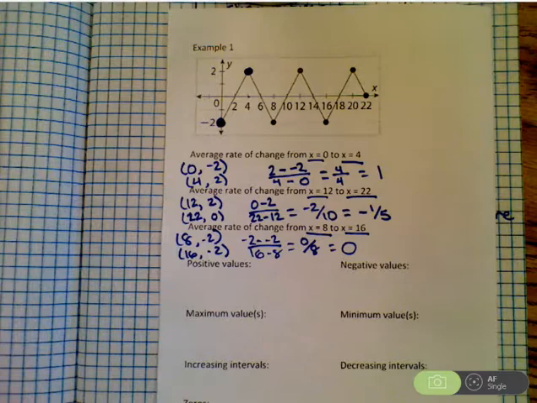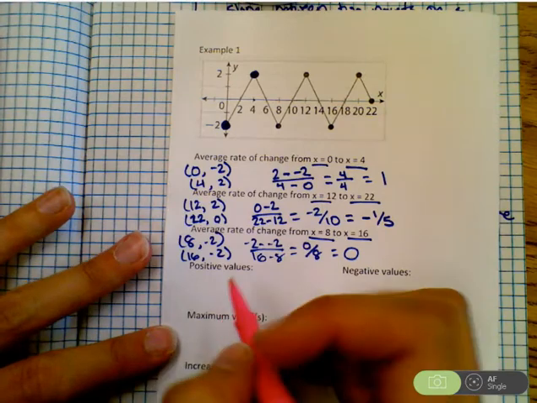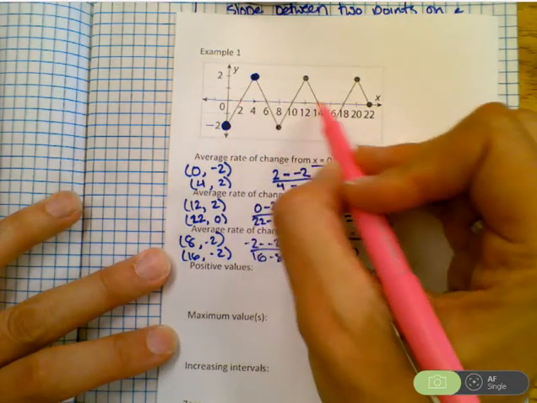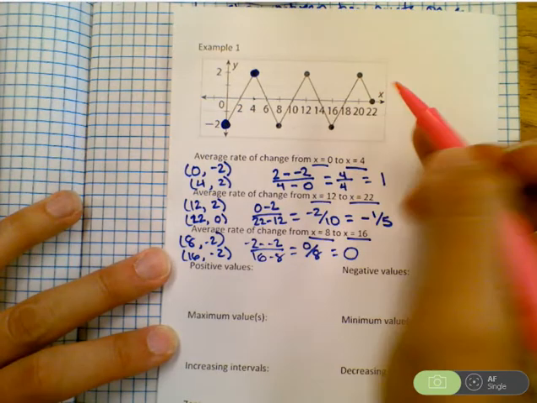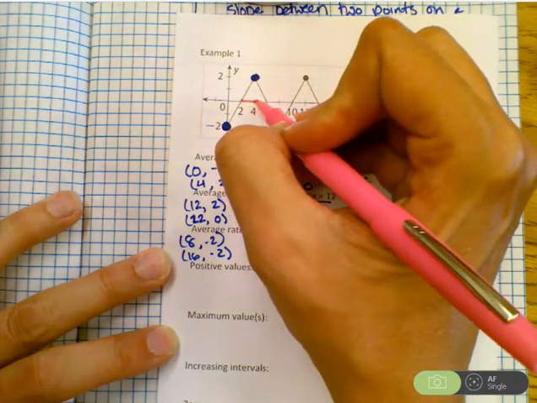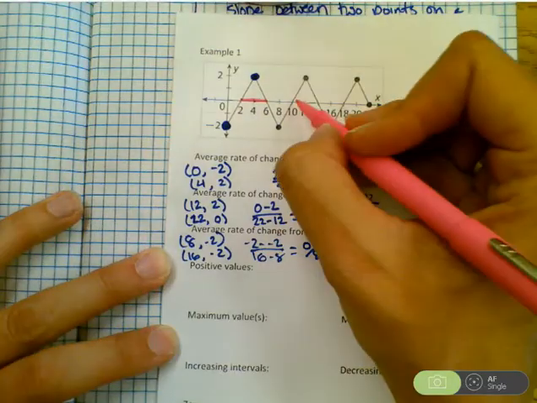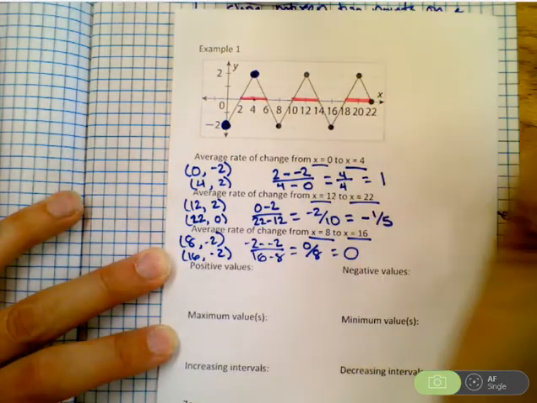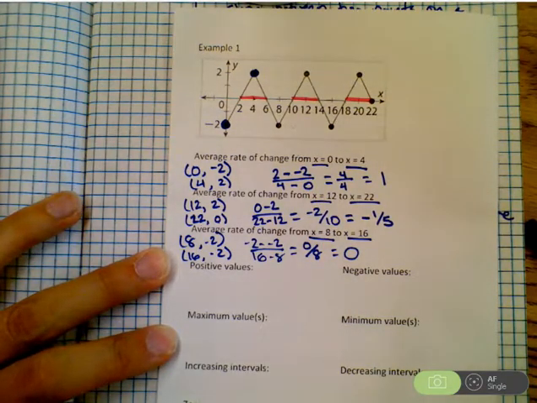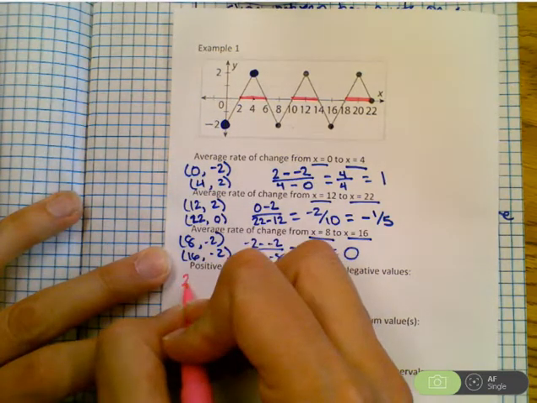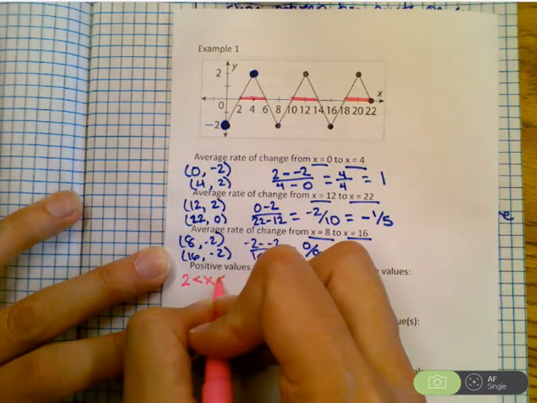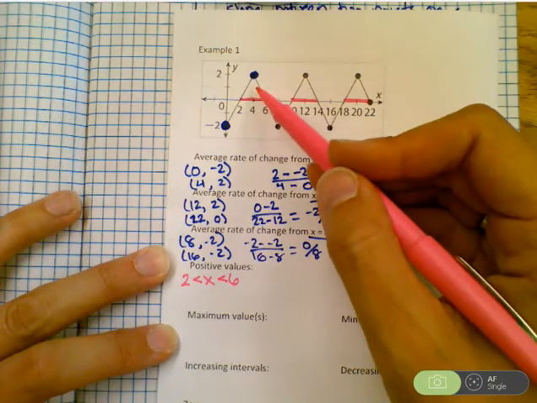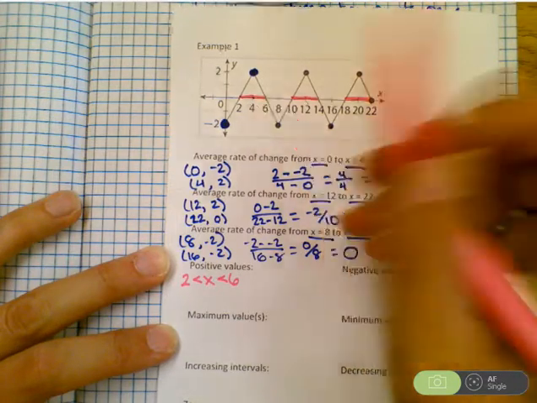Positive values are always going to be the x intervals, so we want to look for the x values when we're above the y-axis, or above the x-axis, excuse me. So I come up here, and what I notice is I'm above the x-axis in that interval, in that interval, and in that interval. So the way I'm going to write that is I'm going to actually write intervals with x's in them. So when 2 is less than x and x is less than 6, I have positive values. So that goes with this first little pink line.